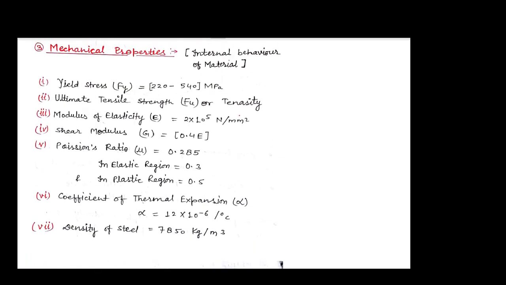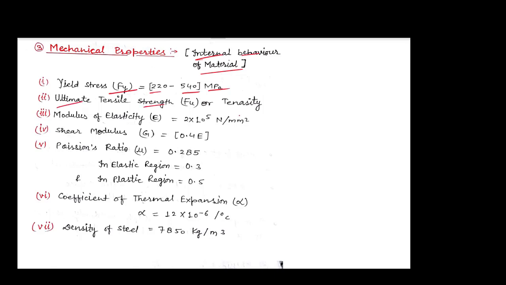Third one is the mechanical properties. The mechanical properties are the internal behavior of the material due to the external load. Mechanical properties are like yield stress Fy, which should range between 220 to 540 megapascal or Newton per mm square. You have already used Fe 250, Fe 415 and 500 in RCC structures, but here the range goes up to 540 MPa.